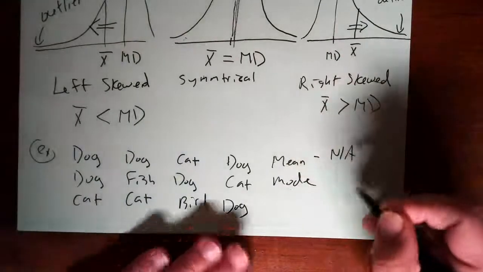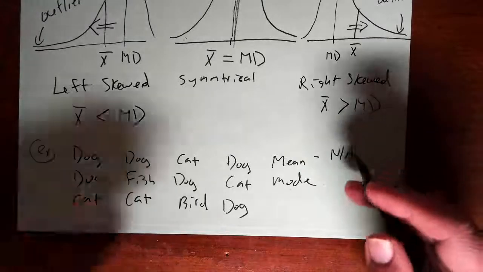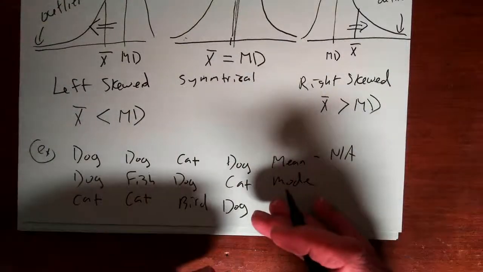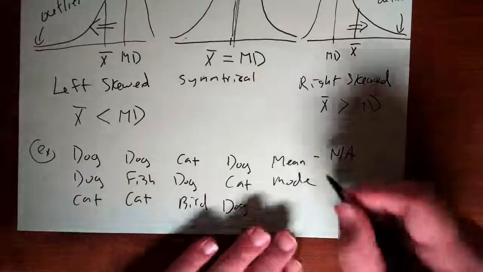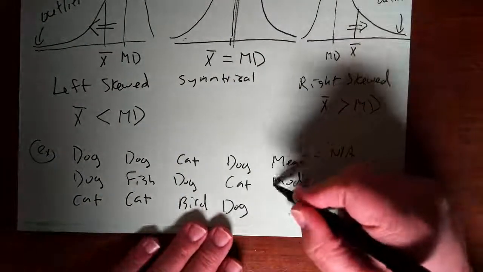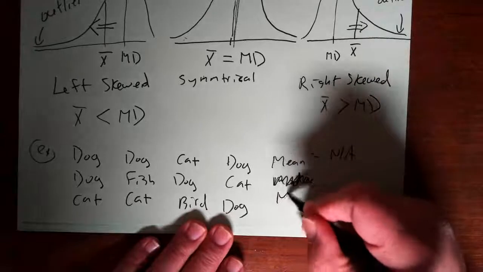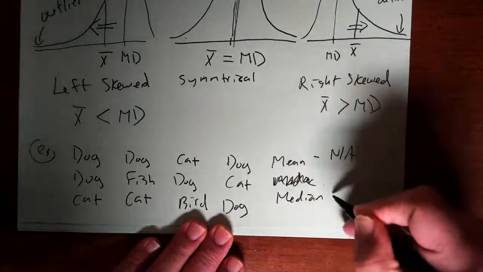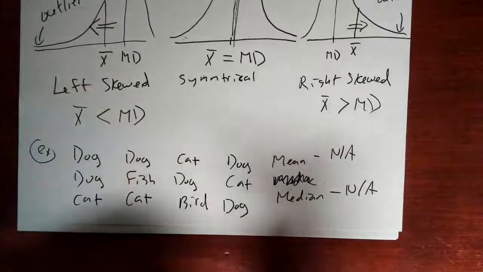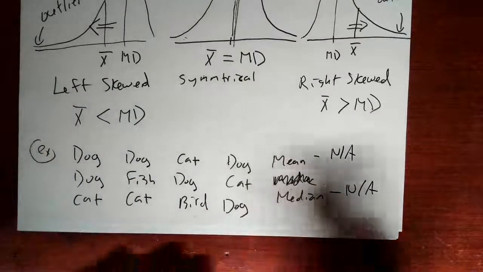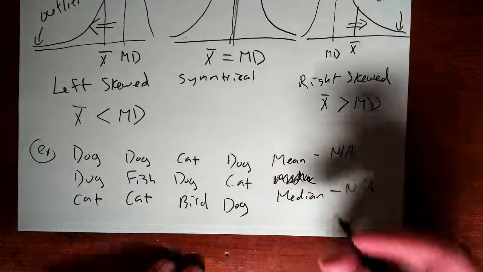Well, what about the median? In this case, I can't put the data in order. So if you can't put it in order, there's no way to find the middle value. I'm sorry, I meant to say the median. The median's not going to apply, okay? So with nominal data that can't be put in order, there's no way to find the median.